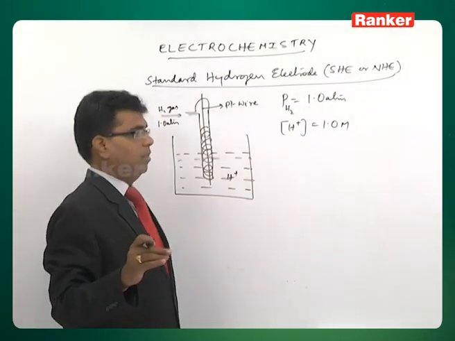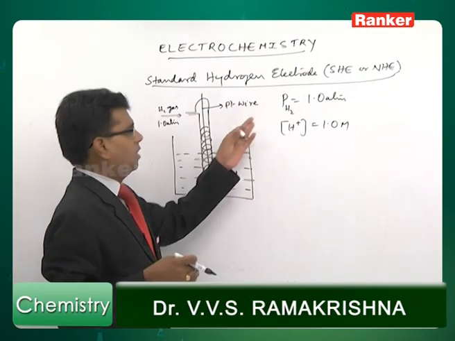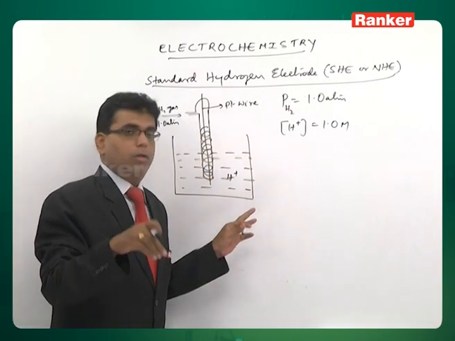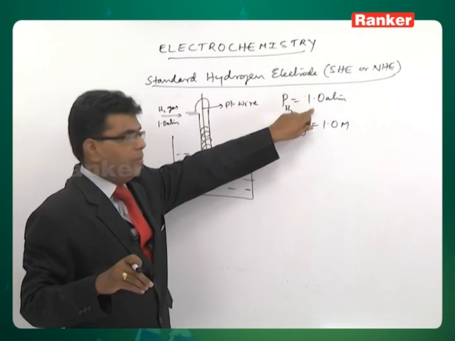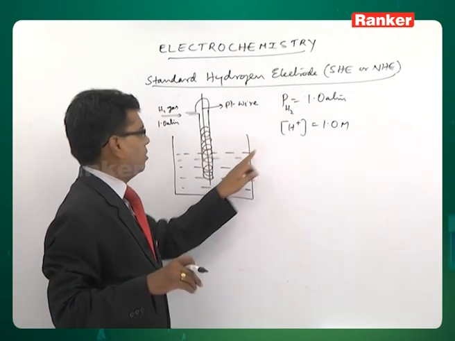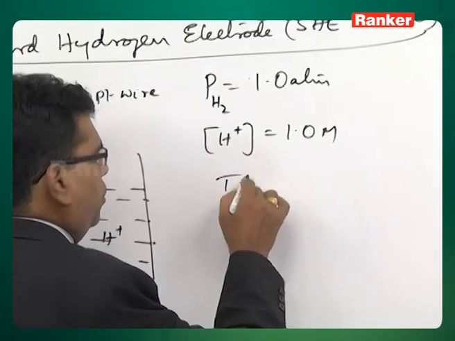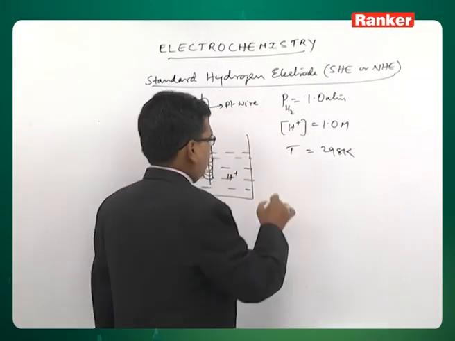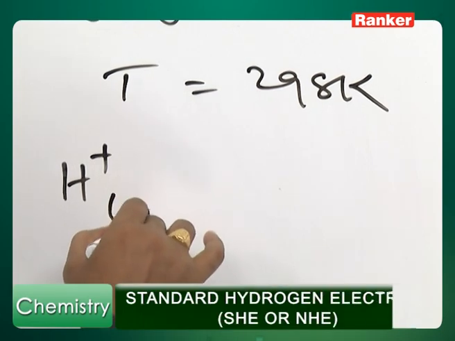In general it can be any pressure, but when you are talking about a standard hydrogen electrode, the pressure maintained in the tube should be exactly 1 atmosphere, the concentration of H plus ions in the solution should be exactly 1 molar, and the temperature should be maintained only at 298 Kelvin.